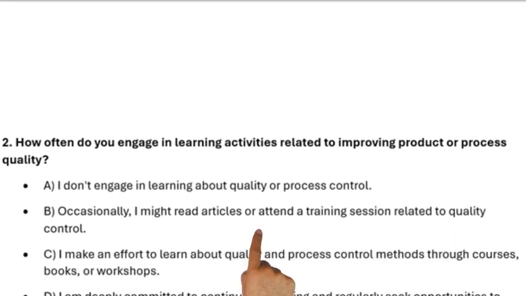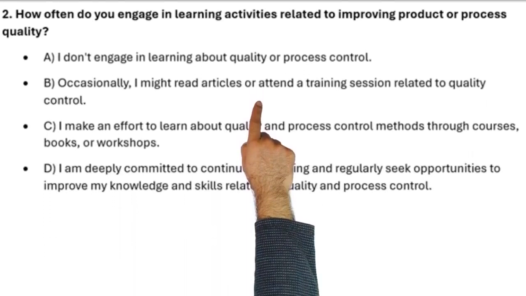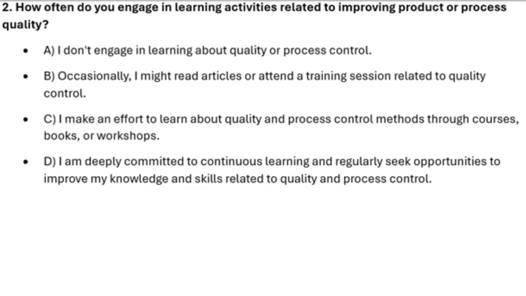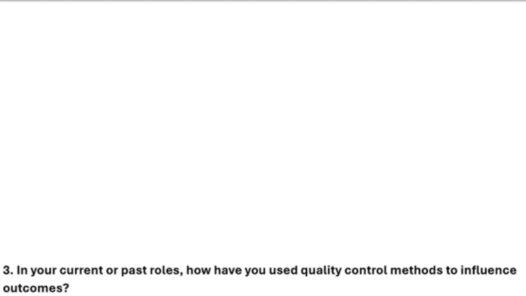How often do you engage in learning activities related to improving product or process quality? A. I don't engage in learning about quality or process control. B. Occasionally, I might read articles or attend a training session related to quality control. C. I make an effort to learn about quality and process control methods through courses, books, or workshops. D. I am deeply committed to continuous learning and regularly seek opportunities to improve my knowledge and skills related to quality and process control.